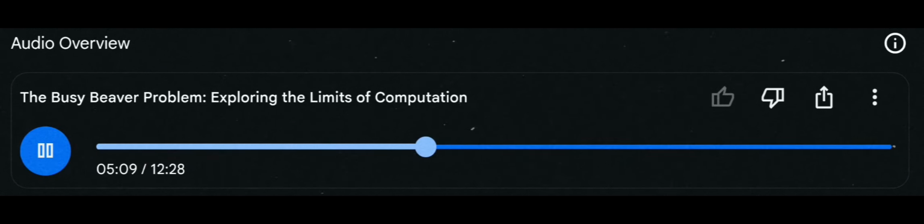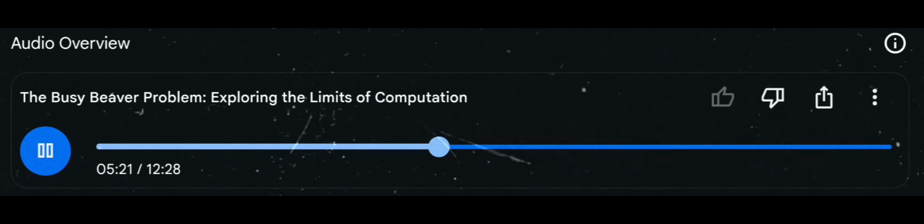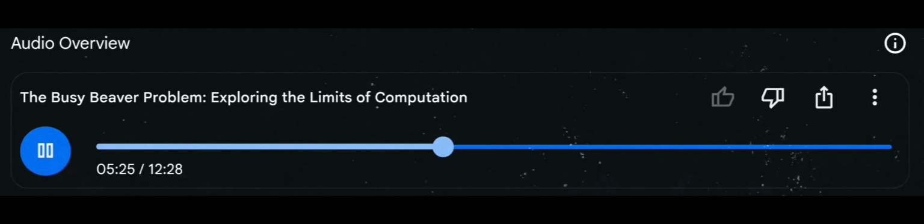Yeah. But as the number of states increases, that brute force approach becomes computationally impossible. Precisely. The number of possible machines explodes exponentially with each additional state. Right. So while we can prove the exact values for small n, for larger values we're left with only lower bounds, like the 4098 we know for sigma of 5.